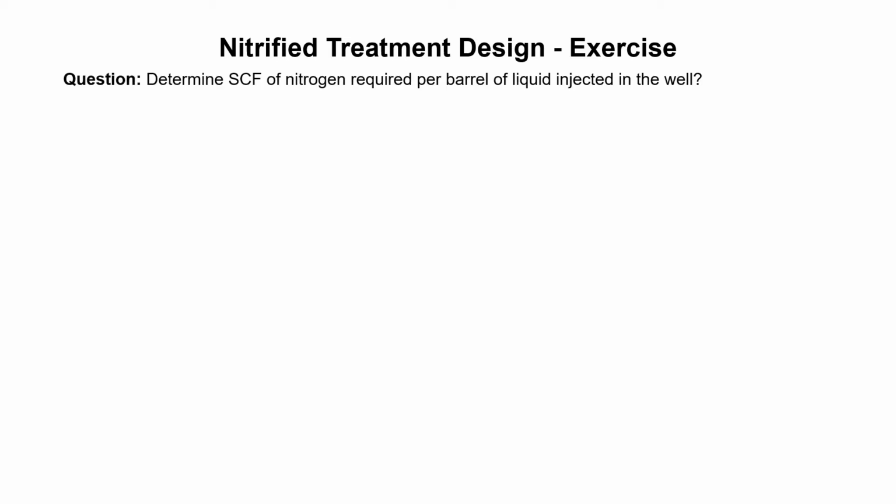The problem statement is: determine the standard cubic feet of nitrogen required per barrel of liquid injected in the well. What does it mean? It means that we have to estimate the amount of nitrogen in standard cubic feet which we will inject for each barrel of liquid into the wellbore so that our well could flow by itself after the treatment.